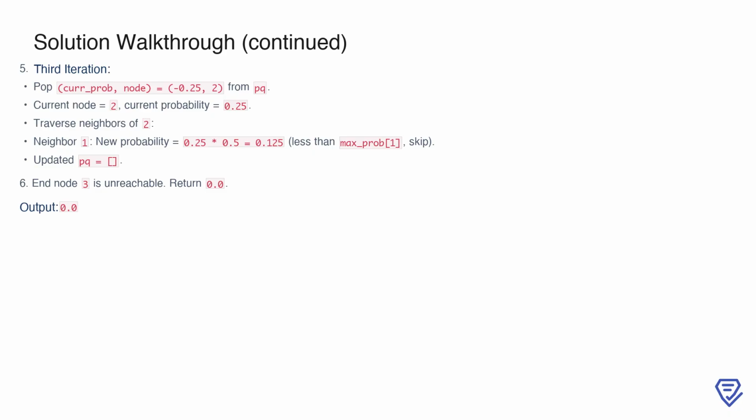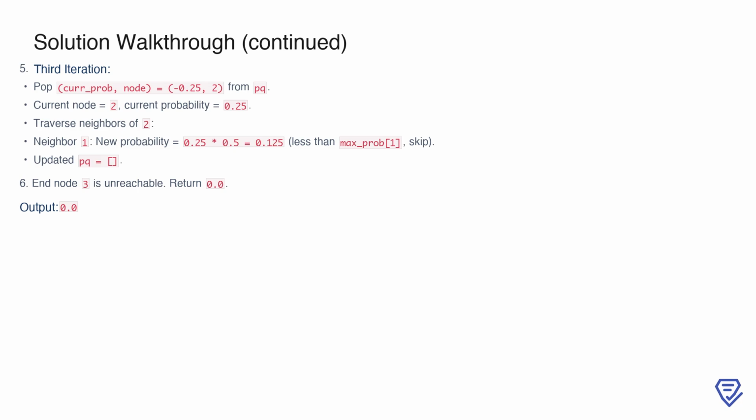In the third iteration, we process node 2 with its highest probability of 0.25. Traversing its neighbors, we see that the calculated probability to reach node 1 is less than its current maximum, so we skip it. With no more updates to the priority queue, the queue becomes empty. Since the target node, node 3, remains unreachable, we return a probability of 0.0. This concludes the second example.